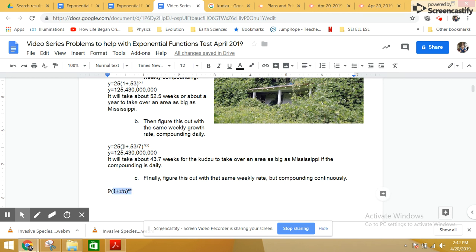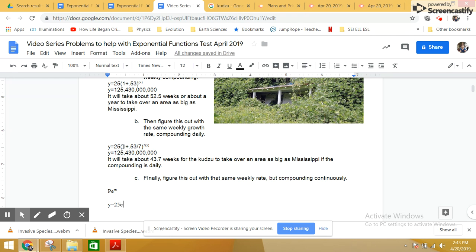Instead of this equation, we're going to take advantage of the PERT equation: P times E, or Euler's number, raised to the RT power. And that T can just be turned into an X. So you can also call it the Perks equation. We have the same initial value, so y is still going to equal 25, and then we multiply that times e, which is about 2.7.